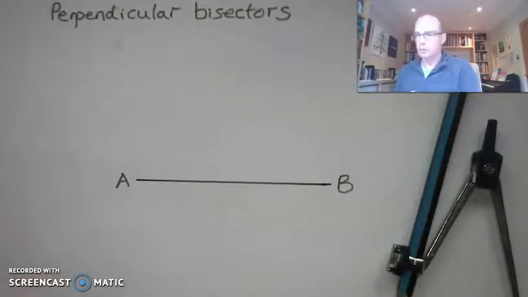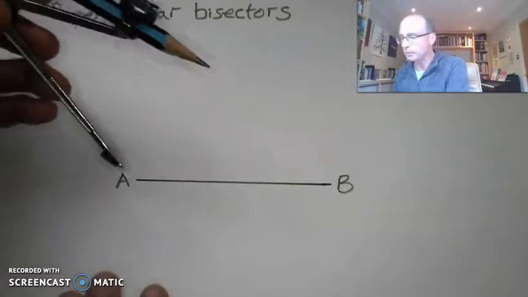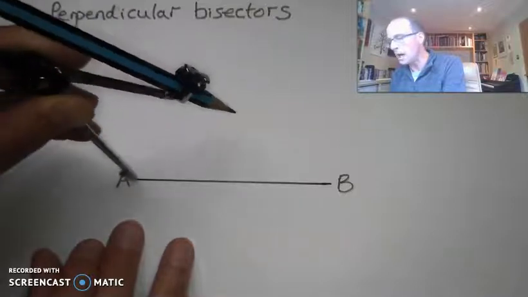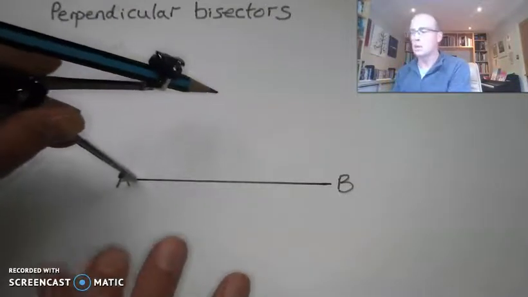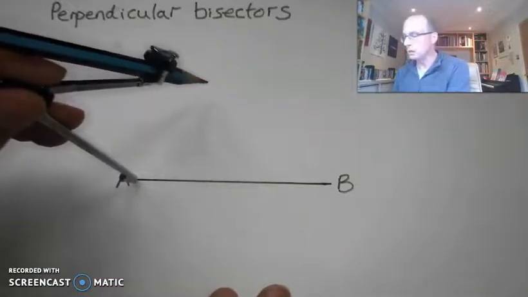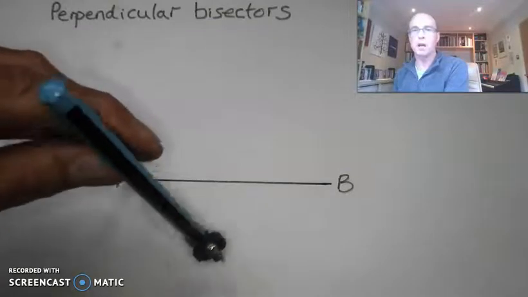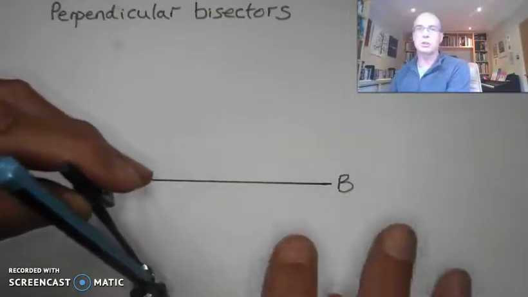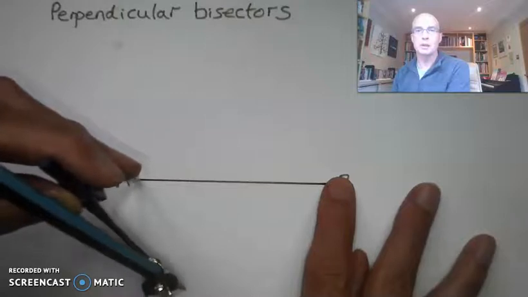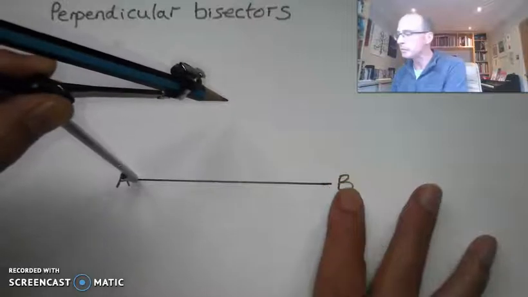Right, what do we need to do? First things first, we need to set our compass and put it on point A. It doesn't matter how wide your compass is set, but you need to do it so that it fits on your page, in this case above the line. It also needs to fit below the line. And we're going to be drawing some arcs halfway between the points A and B. So set your compass to a sensible distance.